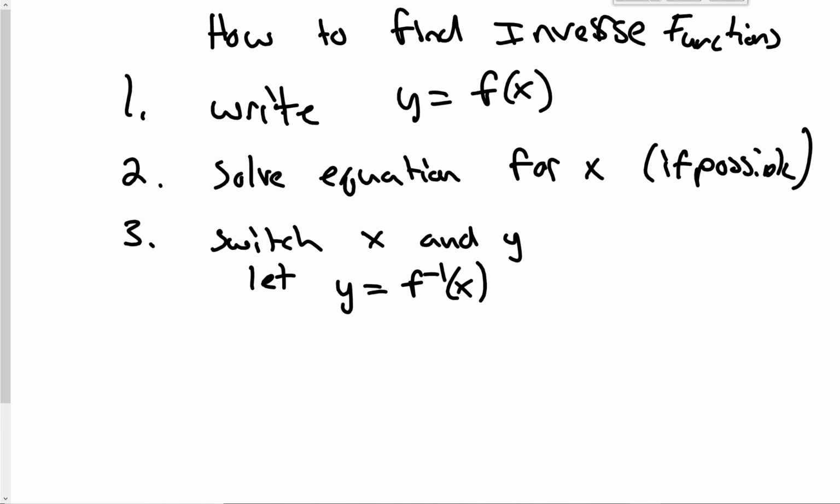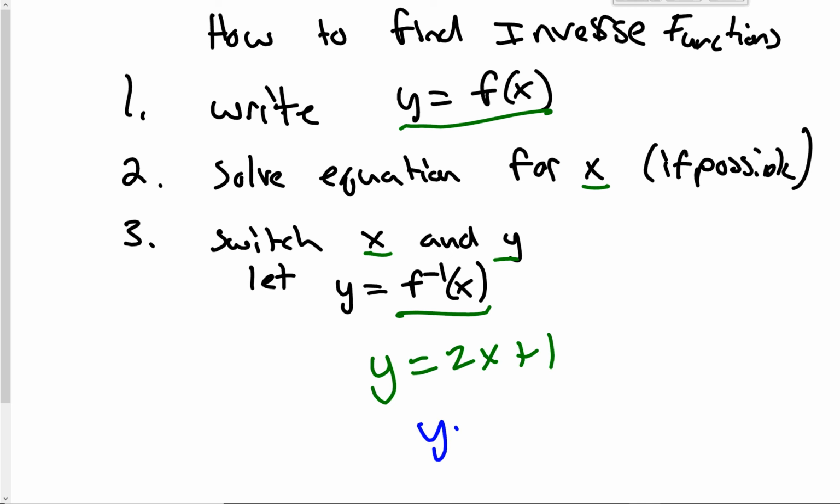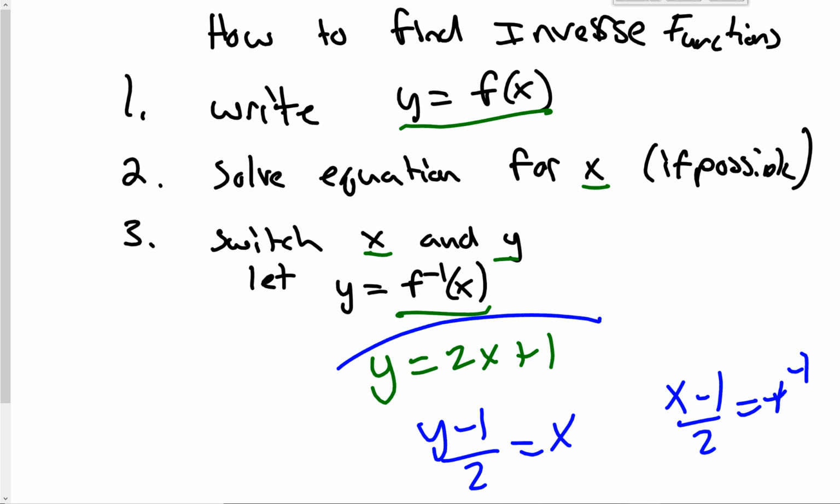And if you can remember, this is basically how we do it. We can rewrite y as f of x if we need to. We can solve the equation for x, and then write it in inverse notation. Switch x and y. Sometimes when I have an equation, say y equals 2x plus 1, and I want to find the inverse, I just solve this for x. So y minus 1, divided by 2, equals x. And then I just switch my x's and y's. x minus 1 over 2 equals y, and then I switch that y to f inverse. So there's the inverse function of this one.